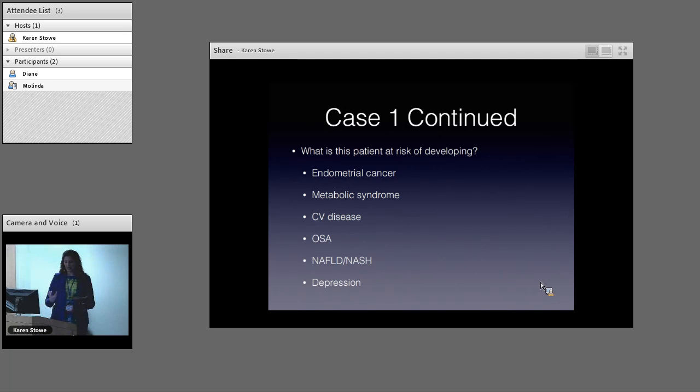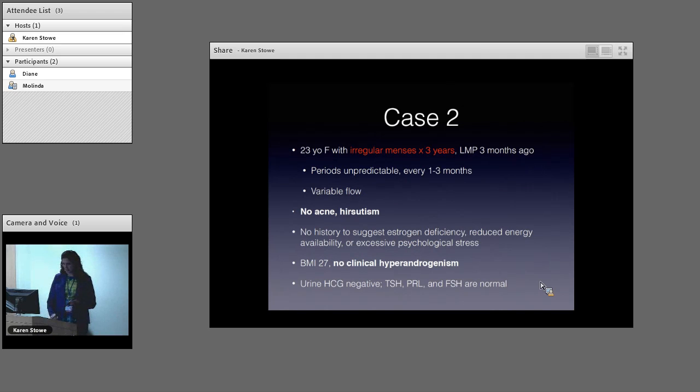Routine labs, HCG is negative, TSH, prolactin, and FSH are normal. So, I forgot to put in the animation, sorry. So what is this patient at risk for? What should this patient be screened for coming into your clinic?